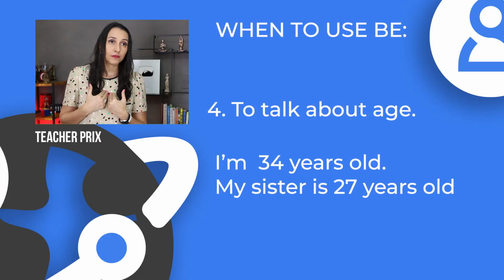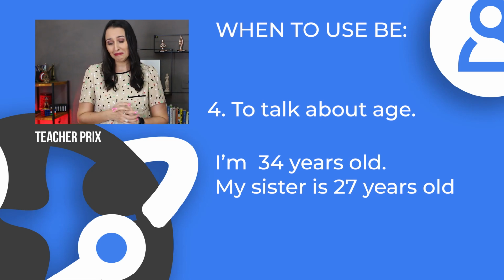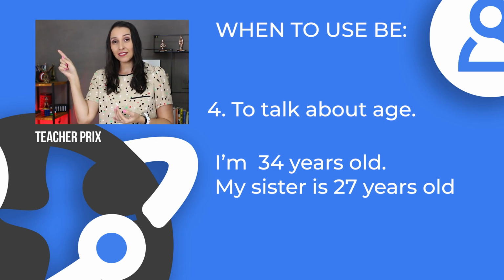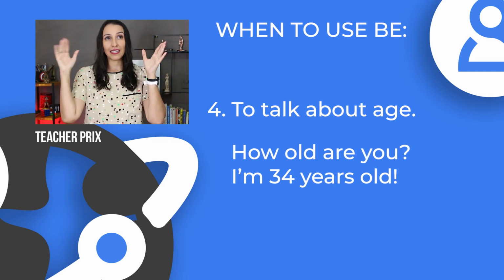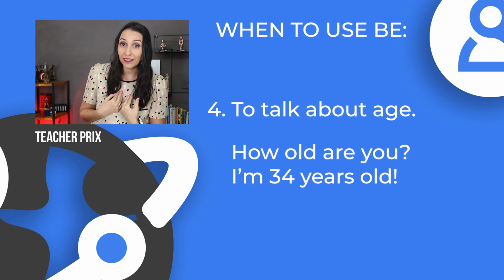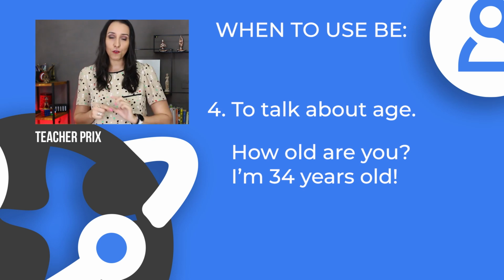Situation number 4, to inform your age. I am 34 years old. Yeah, so I was born in 1987, so 2022 minus 1987. Well, I was born in September. Do you remember? So I am 34 years old.